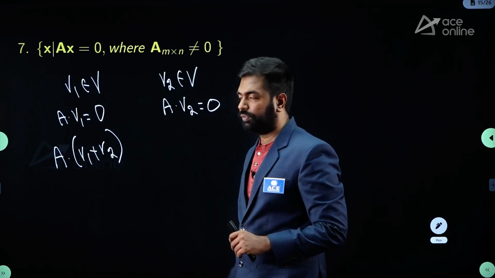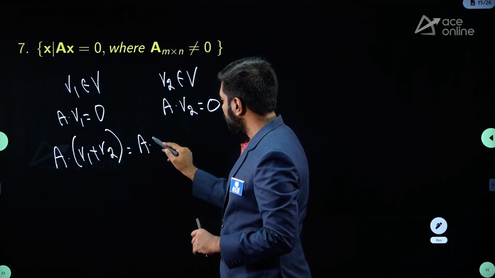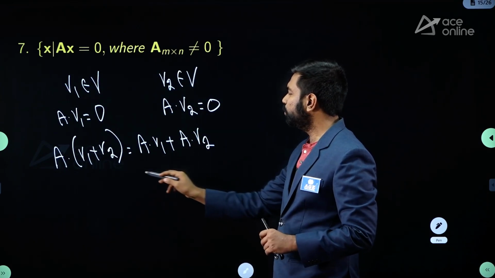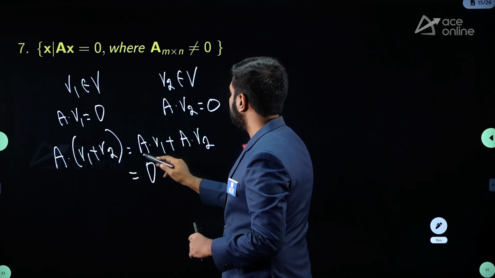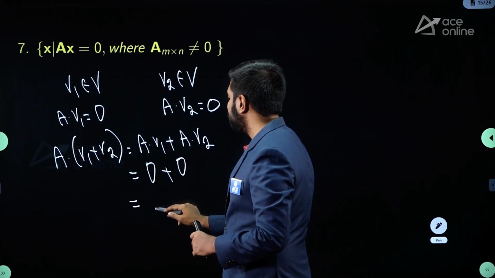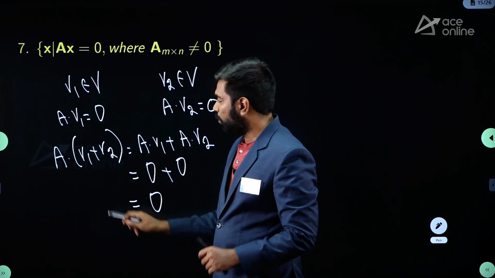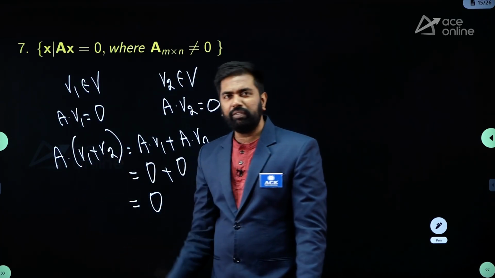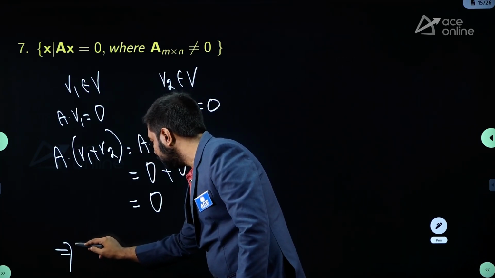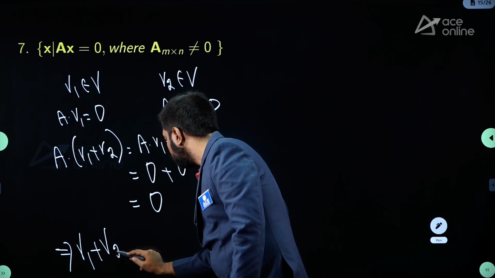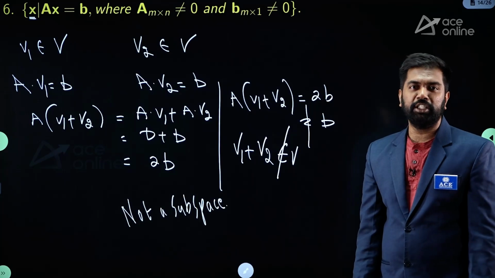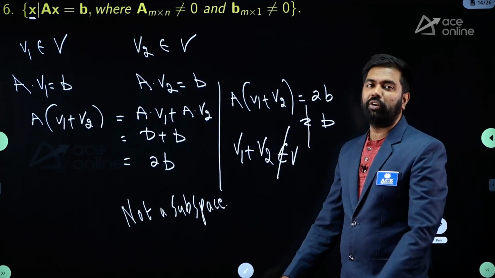What is A into V1 plus V2? You can multiply like this, A into V1 plus A into V2. What is A into V1? According to this, A into V1 is 0, plus, what is A into V2? Again 0. What is 0 plus 0? It's 0. So whatever vector you have taken and multiplied with A, you are again getting 0. So what is the meaning? The meaning is that V1 plus V2 also belongs to V. Earlier that condition was not satisfied, hence we stopped there and said not a subspace.